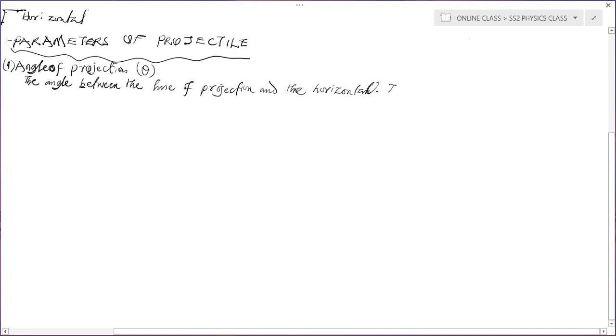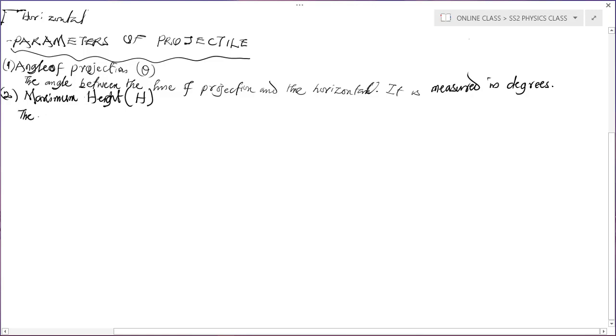So it is measured in what? It is measured in degree. That is on that. Number 2 here is maximum height. Maximum height is denoted with h. This can be defined as what?